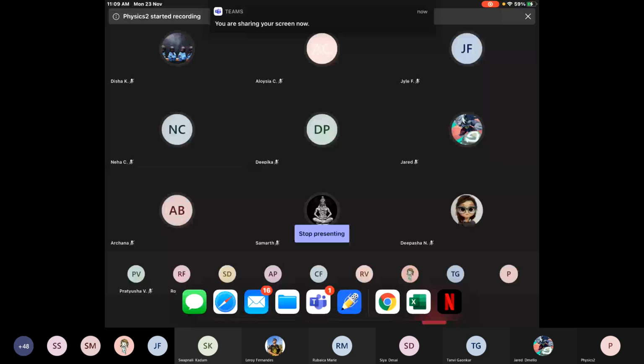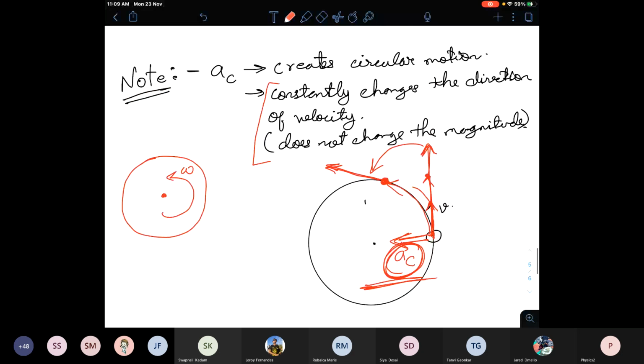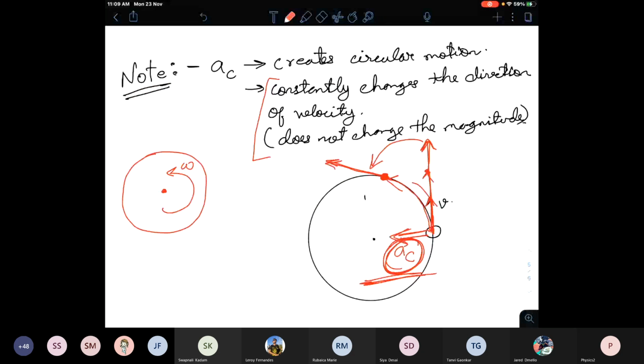So we were at centripetal acceleration and we discussed what is centripetal acceleration, that what is the work of centripetal acceleration? That is, it constantly changes the direction of velocity and not its magnitude. This is the work of centripetal acceleration.